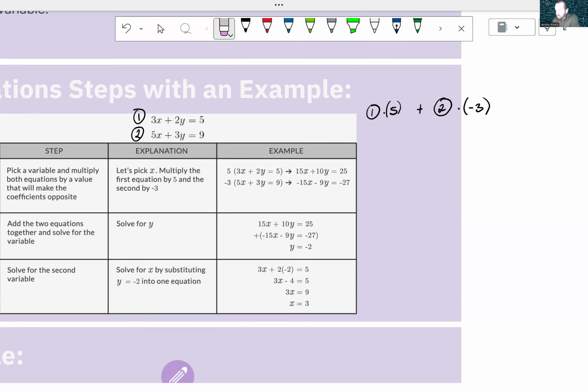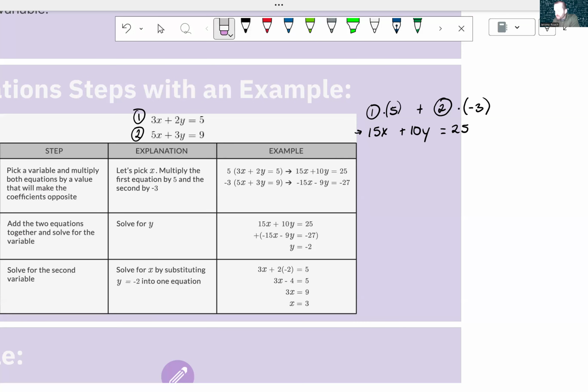Excuse me. I was going to write it 3x times 5, but let's just write it out because I think everybody knows how to do multiplication. So 3x times 5 is 15x. 2y times 5 is 10y equals 5 times 5 is 25. So that's our new equation 1.